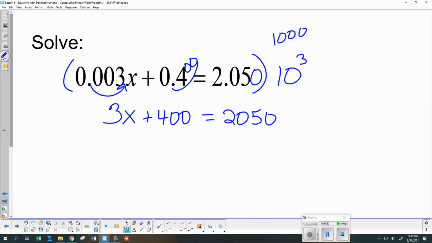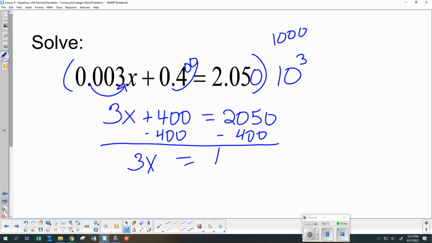Now you're going to do what Cooper said, go. Race me, see how fast you can do it. Get the x's on one side, the other things on another, and solve for x. I gave you guys a head start here. So we subtract the 400 on both sides, and we divide both sides by 3. And shout out, what did you get, everybody? 550.